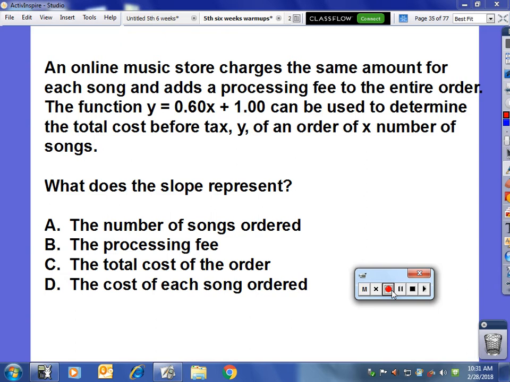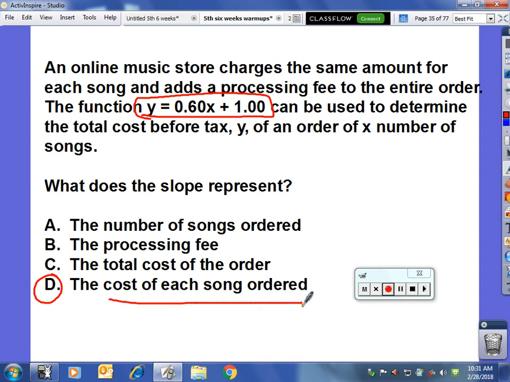All right, seriously, folks, look at this problem. This is about ordering songs. So you're going to order some songs. They charge you for the songs, and they also charge you a processing fee. What do you think the slope stands for? The cost per song, which is basically what this is saying, the cost of each song. What would the number of songs ordered be? That's what you put in for X. What's the processing fee? That's the $1 y-intercept.